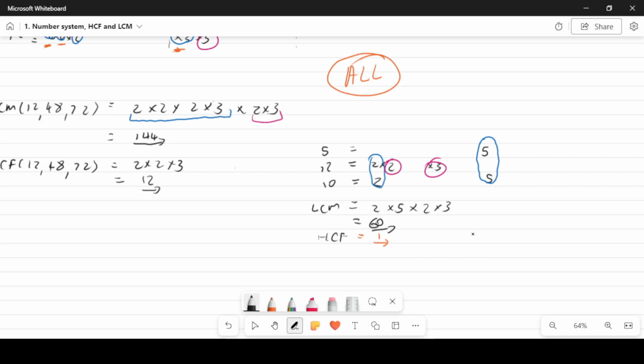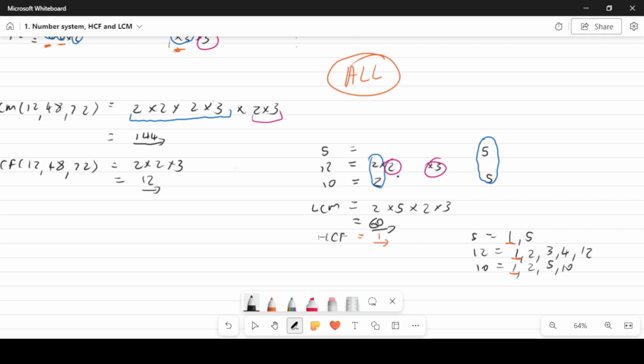It's just 1, because you have to factorize it. For 5, you'll only have the factor 1. For 12, we'll have the factors 1, 2, 3, 4, 6, and 12. And for 10, we'll only have the factors 1, 2, 5, and 10. And therefore, the factor that is common to all is 1. So the factor that is common to all of the numbers and is the highest is 1. So therefore, the HCF is 1.